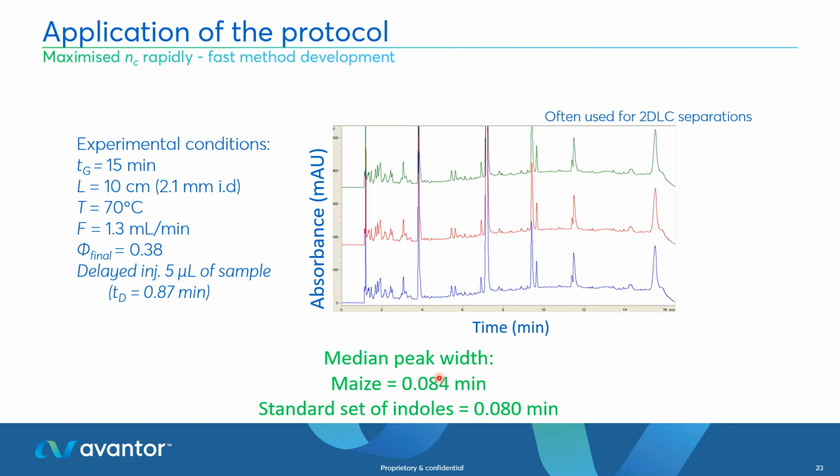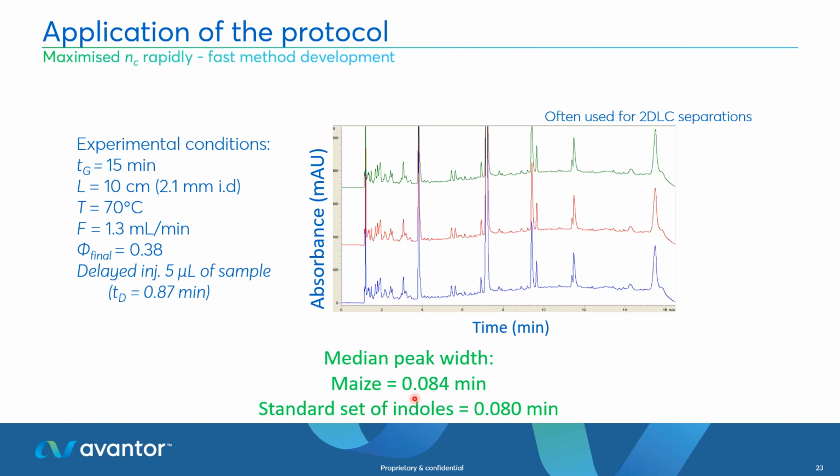So to compare the peak capacity, I took that really complex, messy sample of interest for 2DLC separations, the maize seed extract, and we looked at the median peak width. So here we have the median peak width of the maize seed extract, and we compare it to a very, very clean standard set of compounds of indoles. And you can see the median peak width was very similar.